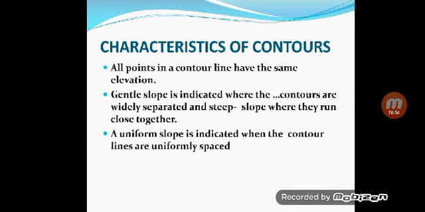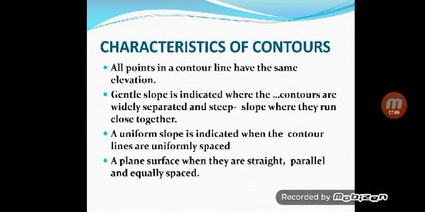If the slope is uniform, meaning the slope is there but it is very uniform and constant, then the contours are uniformly spaced. That is, the distance between consecutive contours is equal. Also, a plane surface where the slope is 0 is indicated by straight, parallel and equally spaced lines.